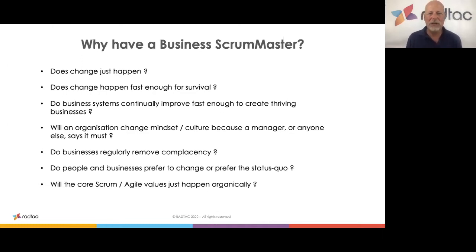Will the core Scrum and Agile values just happen organically? Yes, they will. However, the chances are that the business will go out of business before that happens in a VUCA world. So again, the amazing Scrum Master doesn't just say to people, oh, look, we have to do this. That's not going to work. The amazing Scrum Master finds a compelling way, understanding the context of the business, to get people within that context to understand the benefit that will occur for them with agile ways of working.